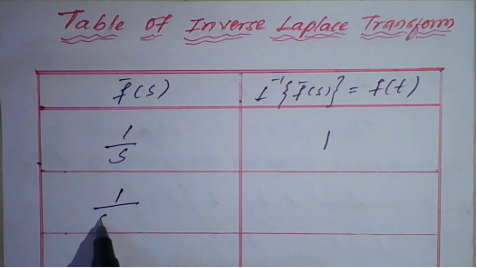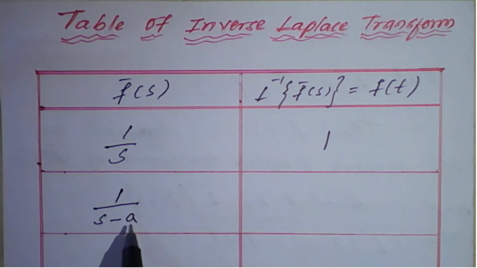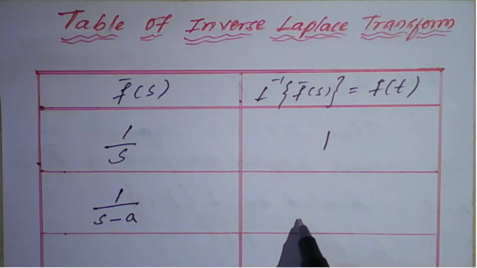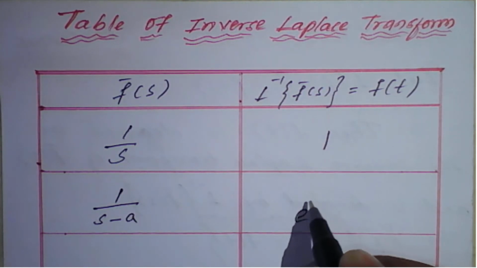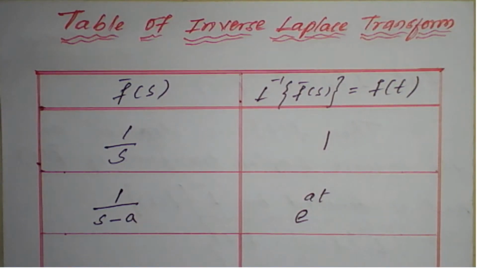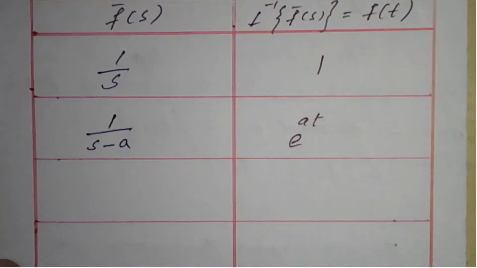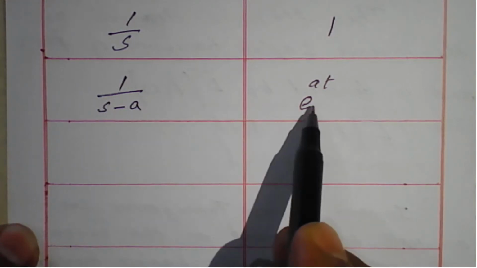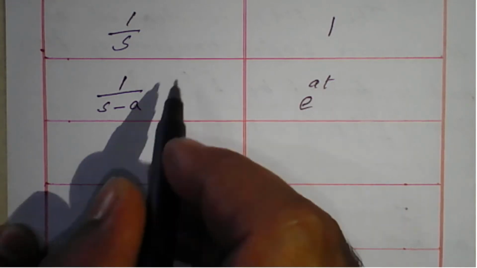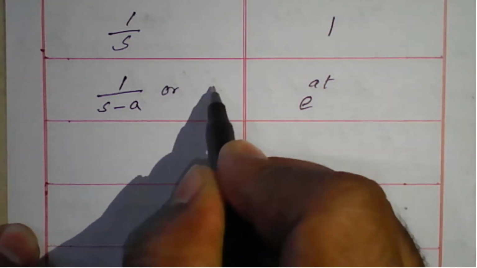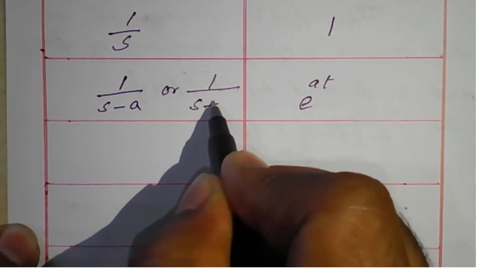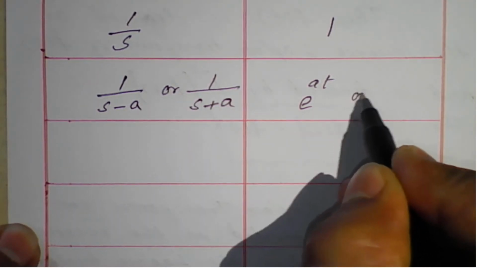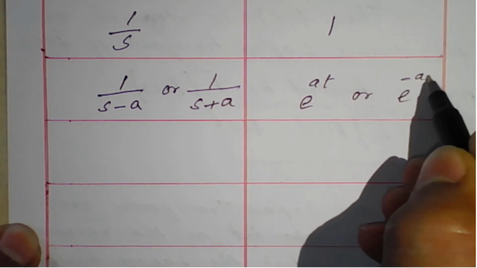Second one, 1 upon s minus a. Inverse Laplace transform of 1 upon s minus a. So minus a is here, and at that time we will get e raised to at. So if it is 1 upon s plus a, we'll get e raised to minus at. 1 upon s plus a, if it is there, we'll get e raised to minus at.